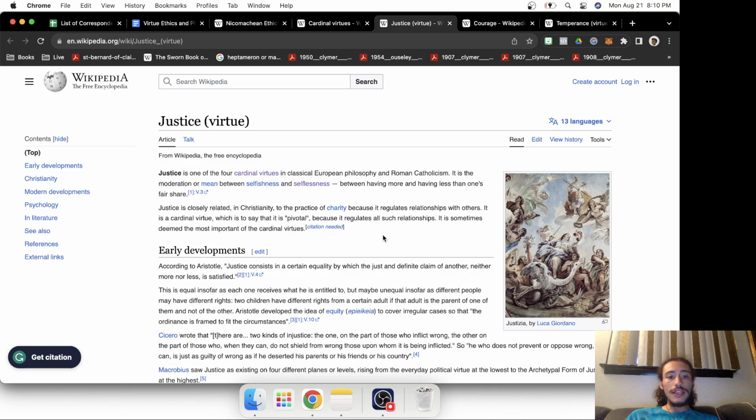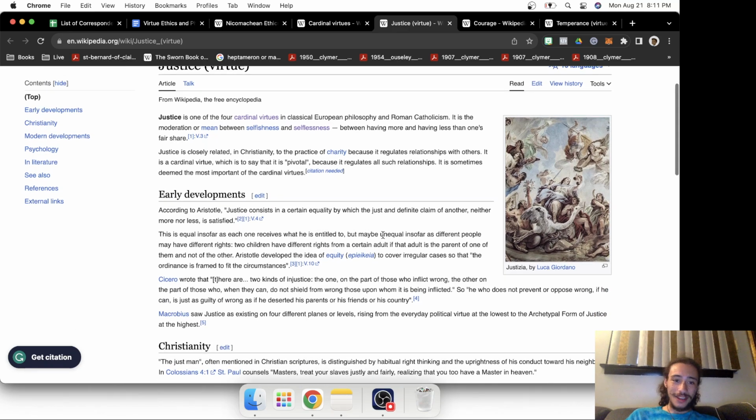Justice is closely related in Christianity to the practice of charity because it regulates relationships with others. It is a cardinal virtue, which is to say it is pivotal because it regulates all such relationships. It is sometimes deemed the most important of the cardinal virtues. I guess we're hearing a theme there.